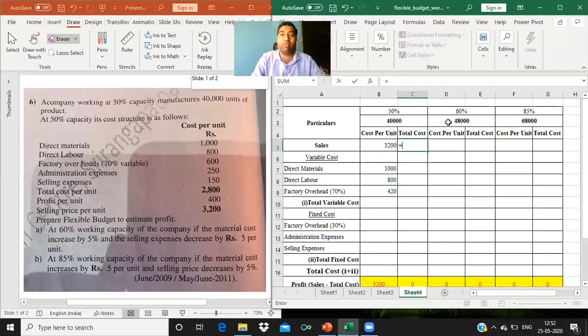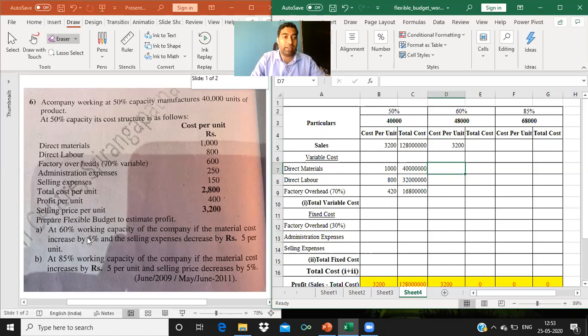Next, on this, we need to calculate the total cost. So it is very simple, 3,200 divided by 40,000. Next one, 1000 into 40,000, 800 into 40,000, and 420 into 40,000. Now, let us go to the 60% capacity. In the 60% working capacity, there is no change in the selling price per unit. So it is going to remain same at 3,200.